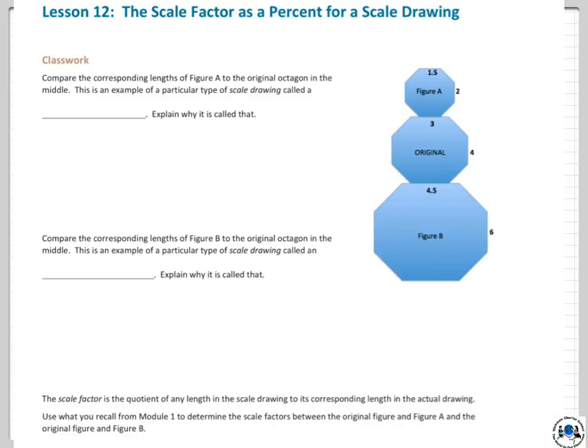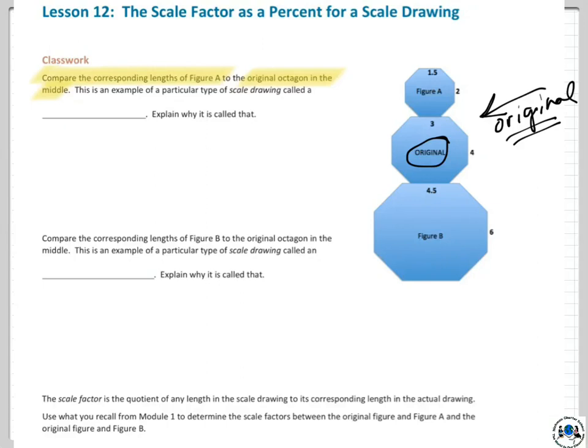So let's go ahead and do this. Here, our classwork. This first exercise, this first activity, will bring back scale factor and show us how we'll use this as a percent for scale drawing. So here we go. We're going to compare the corresponding lengths of figure A to the original octagon in the middle. That one octagon in the middle there is the original. That's where we started from.